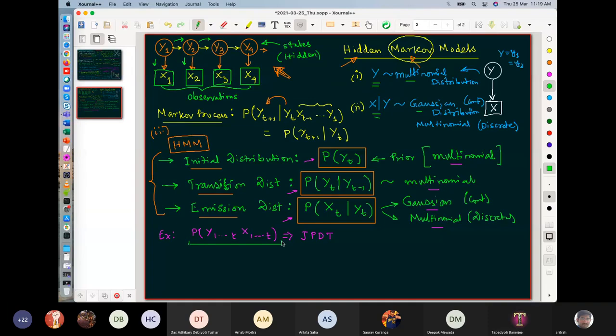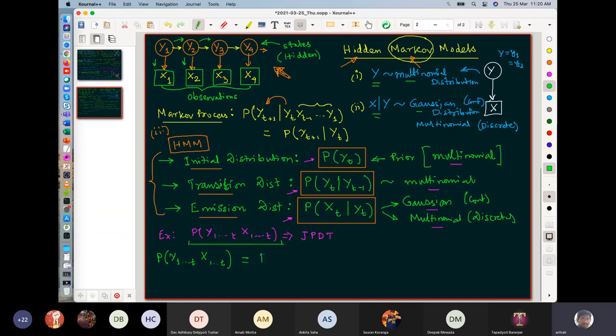Yes, sir. So depending on that, let us try to just derive the initial step. How do I go about doing this if my y1 to y2 are related in this way and I know that these are in my hand? So the probability of y1 to t, x1 to t, this means it's a combination of y1 comma y2 comma y3 up to yt and x1 comma x2 comma x3 up to xt.